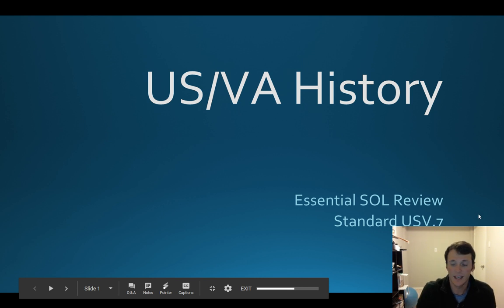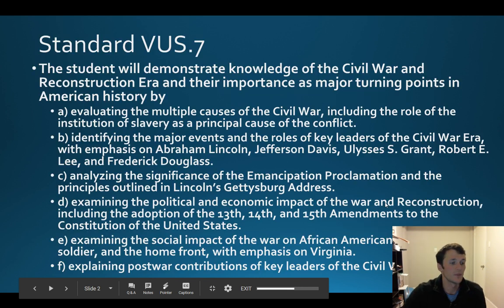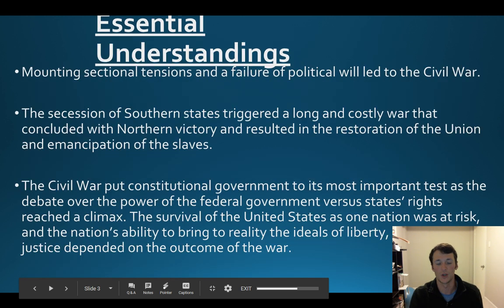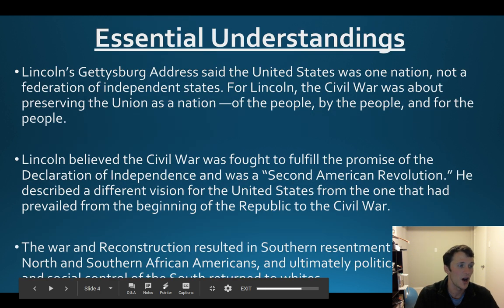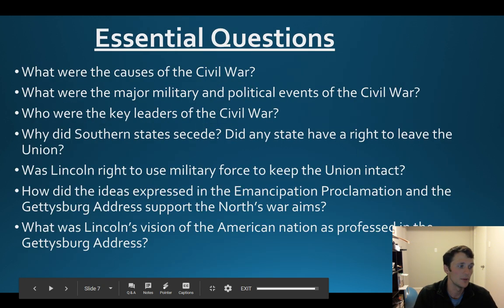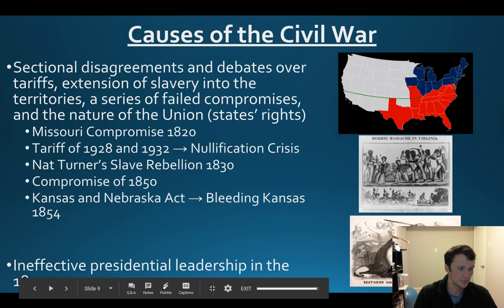So, okay, let's get rolling here. We are talking about the Civil War and Reconstruction, right? All of these things are just the wording of the way the state decides what they want us to teach you guys. You can read through these on your own, but these are things that you're supposed to understand when we're all done here. But let's get to the meat of things, right?